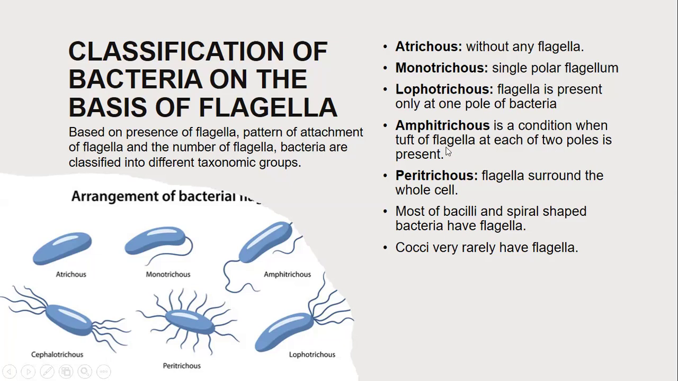The next is the amphitrichous bacteria. Amphitrichous is a condition when a tuft of flagella is present at each of the two poles. This is the first pole, this is the second pole. In this condition, flagella are present on both poles. Both poles mean the positive or negative poles. The fourth is the peritrichous, where flagella surround the whole cell body of the bacterium. Most of the bacilli and the spiral-shaped bacteria have flagella, whereas the cocci very rarely have flagella.